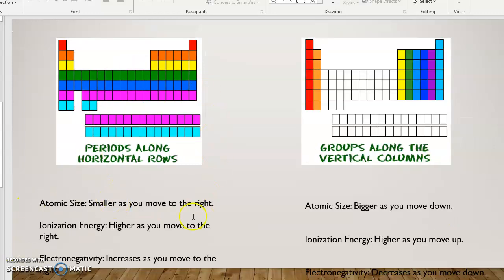We then went into it even more and said that when we're looking at atomic size, as you move to the right, your atomic size is going to be getting smaller. Your ionization energy is higher as you move to the right, and your electronegativity increases as you move to the right. When we look at groups, atoms get bigger as you move down because again, they're going to have more orbitals, so they're going to be bigger. Your ionization energy as you move up is going to be higher. Okay, your ionization energy is just the ability to be able to pull an electron from you. And then your electronegativity decreases, and again, just think about it in terms of the orbitals.